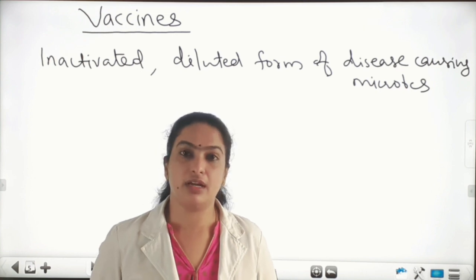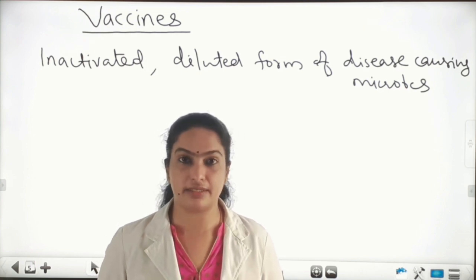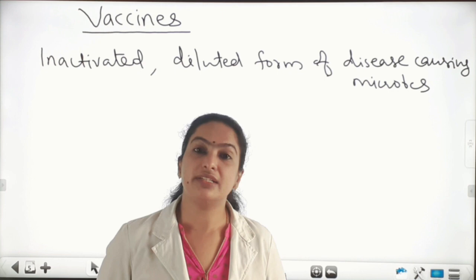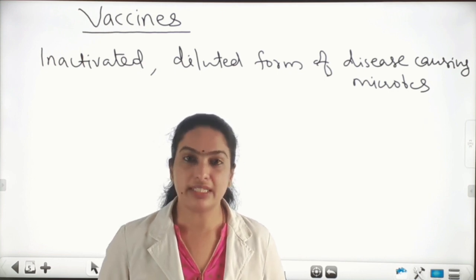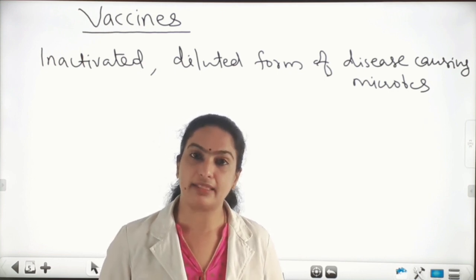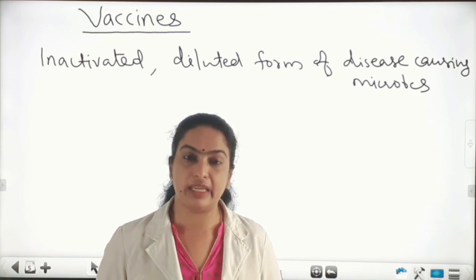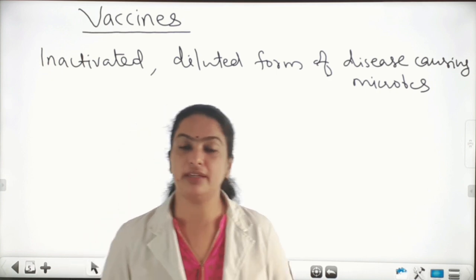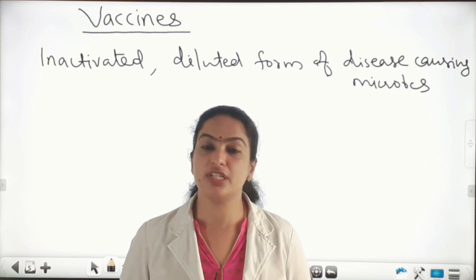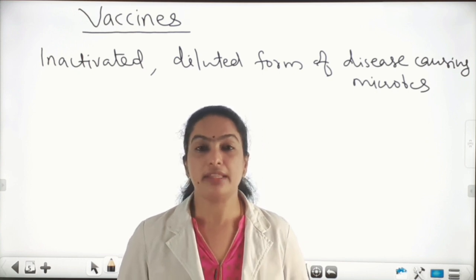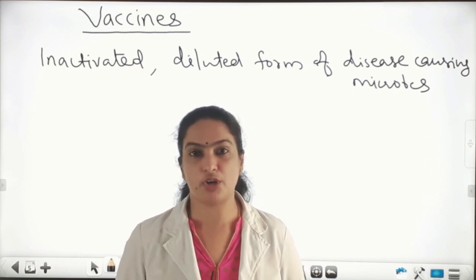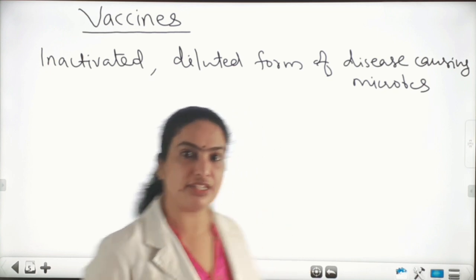It cannot cause any kind of disease. That's why it is made inactive. So that inactive or diluted form of pathogen is called a vaccine. And this vaccine can be inoculated or introduced into a healthy body in the form of injection or oral drops, and that is called vaccination.